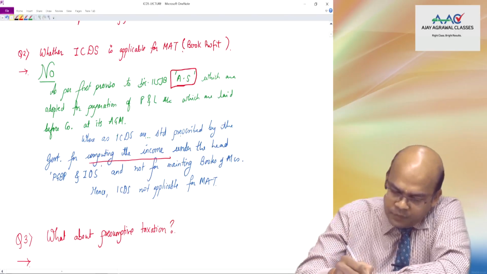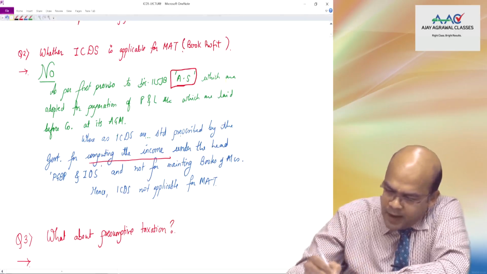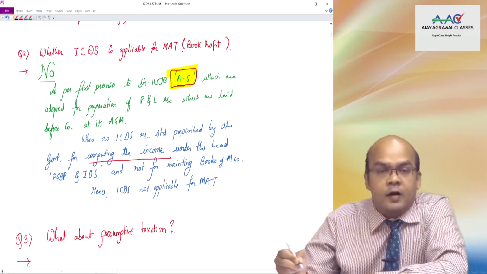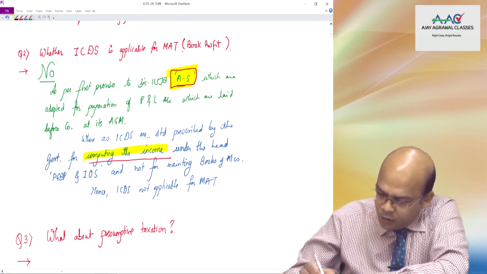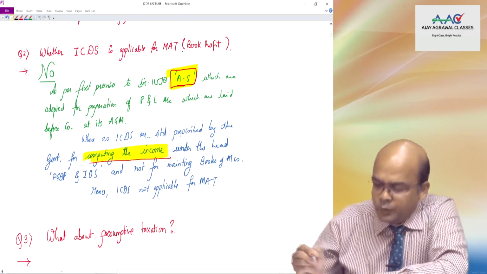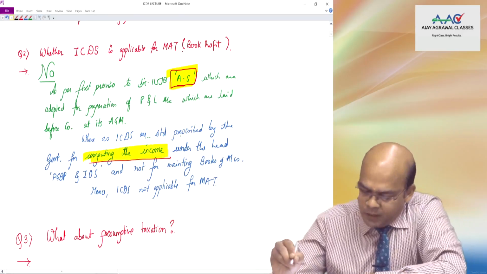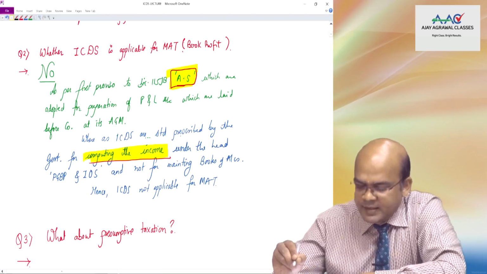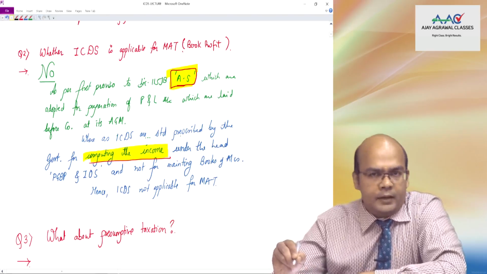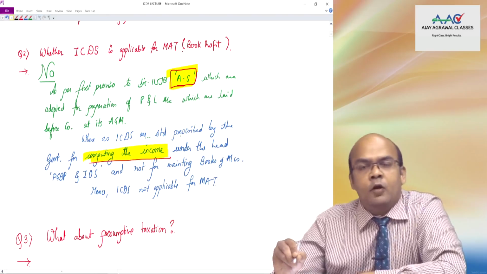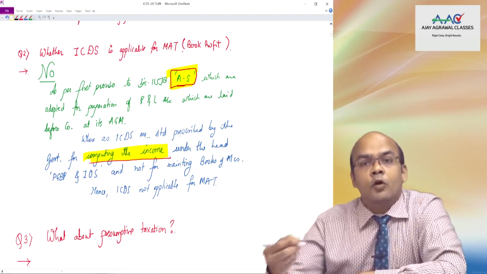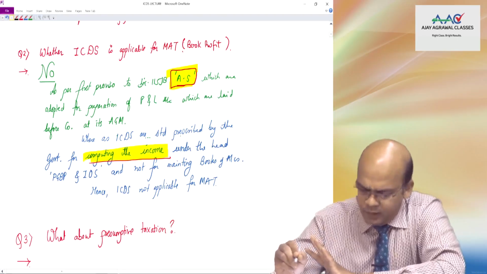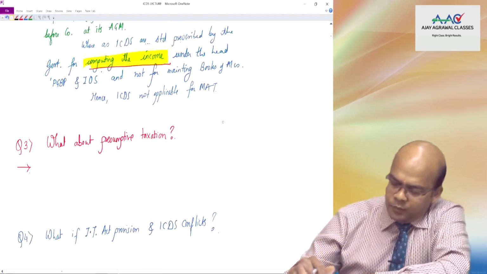There is a difference. Here what you need to remember: for MAT provisions you need to comply with accounting standards. This proviso says accounting standard and not ICDS. ICDS is for computing the income under the head PGBP and IOS and not for maintaining books of accounts. Hence ICDS is not applicable for MAT. For computing MAT, ICDS is not to be complied with, meaning it is not required to be followed.